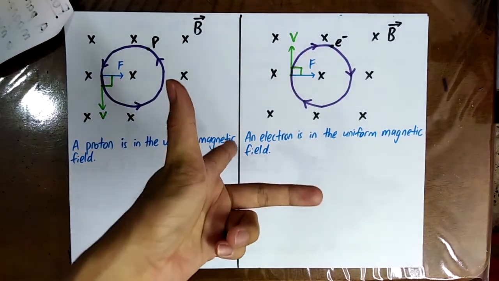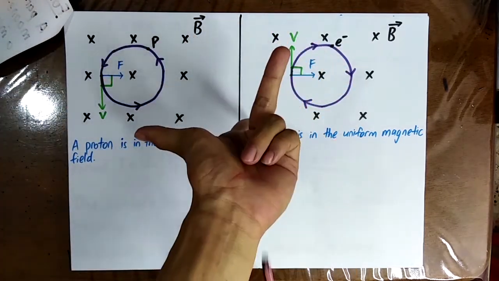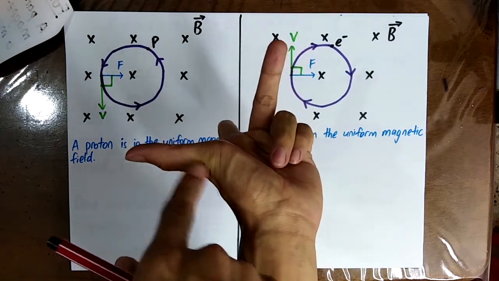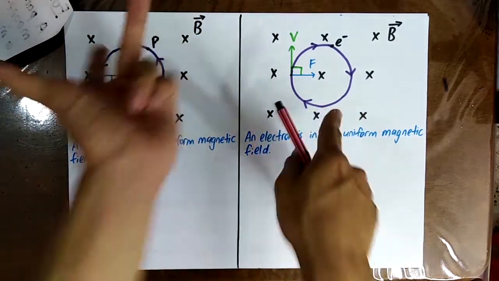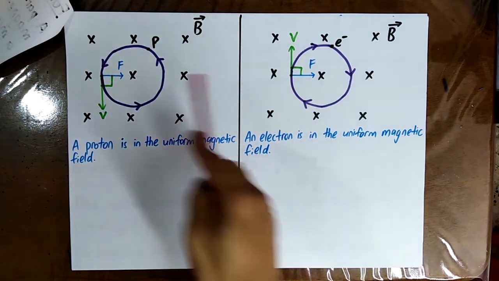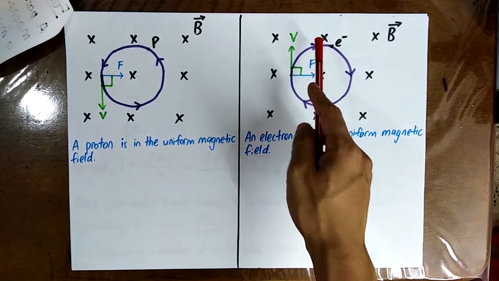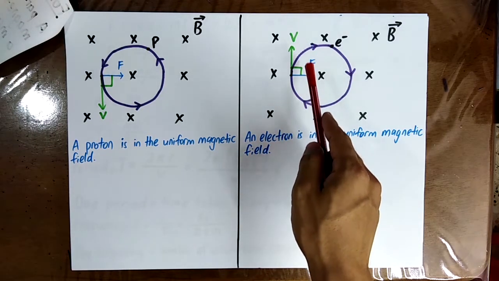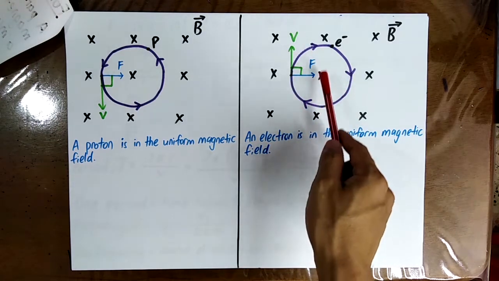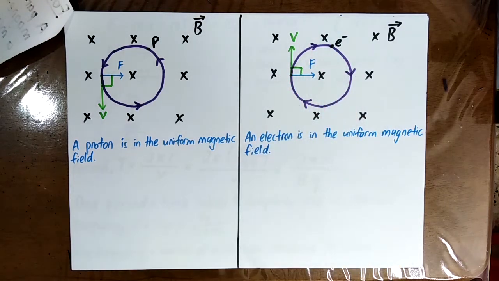You also use the Fleming left-hand rule. This is B, and then this is V. But then for the electron, since it has an opposite sign, that means that the force has an opposite sign also. That means that the force is here. Remember, in both cases, the force will always point to the center of the circular path, because the magnetic force is actually the centripetal force. So you know that the direction of the force must be towards the center of the circle at all times.